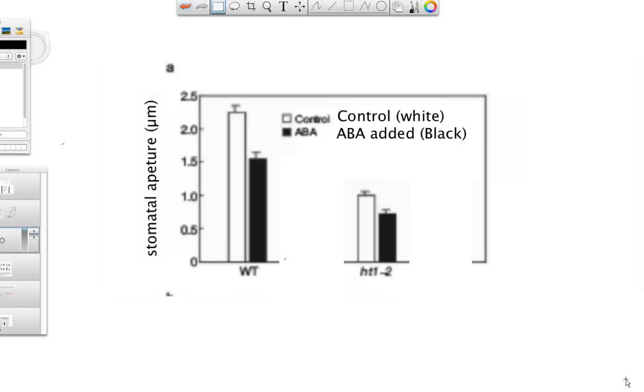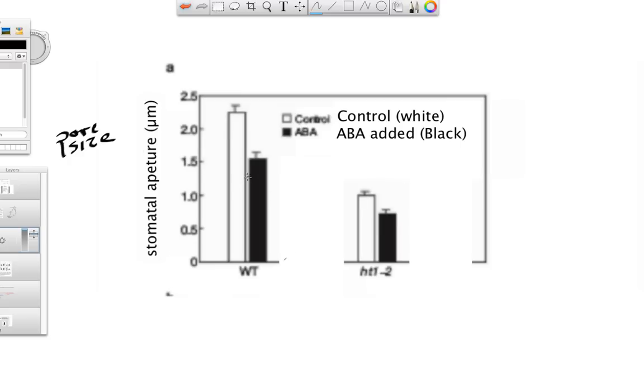In this video, we'll look at the Cerna paper treatment of the relationship between the regulation of stomata by the HT1 protein and the regulation of stomata by abscisic acid. If we look at the left-hand pair of bars, we'll first note that the y-axis is stomatal aperture. This is the same thing as pore size. So this describes the space between the guard cells through which water vapor can diffuse during transpiration.